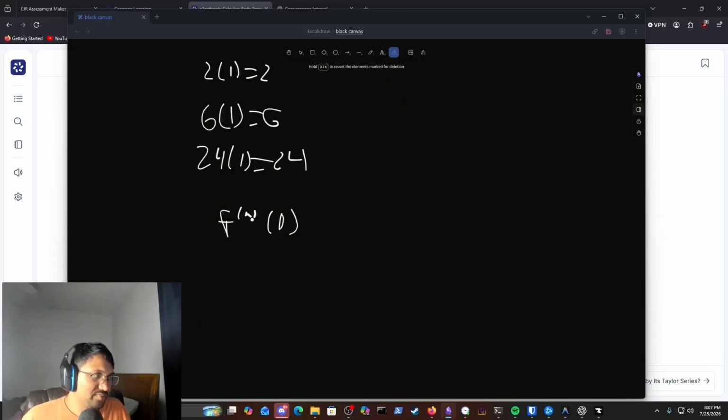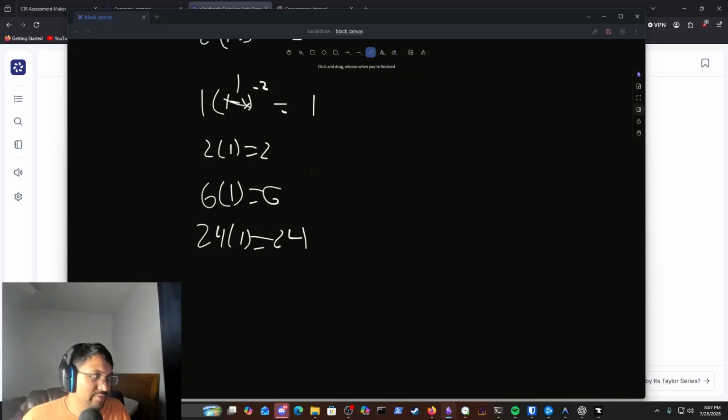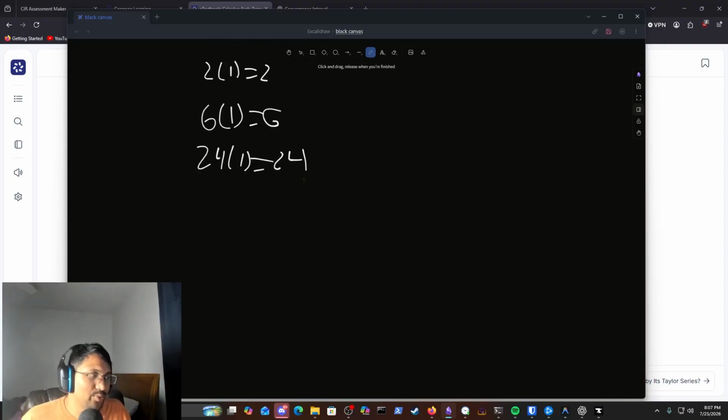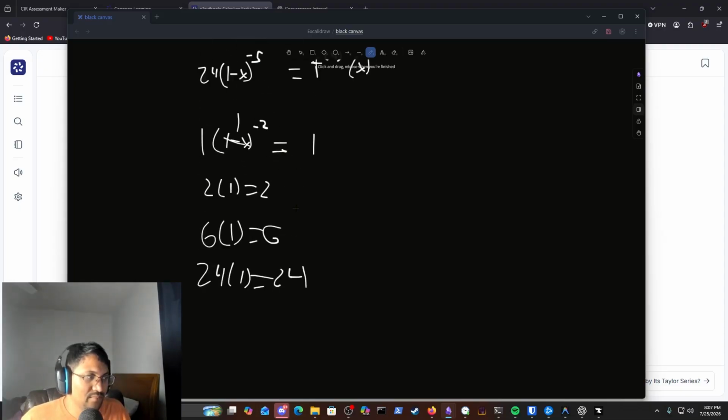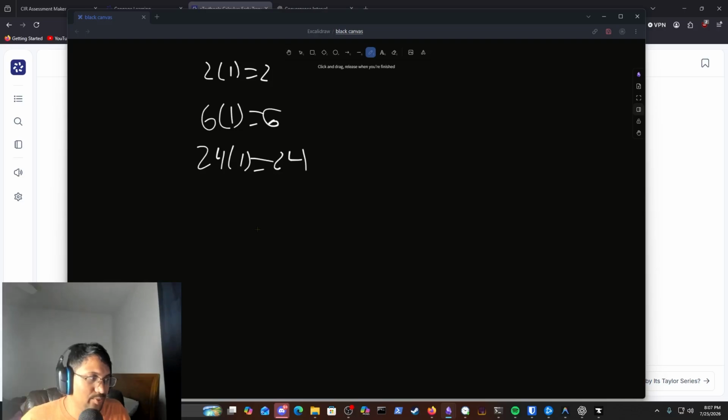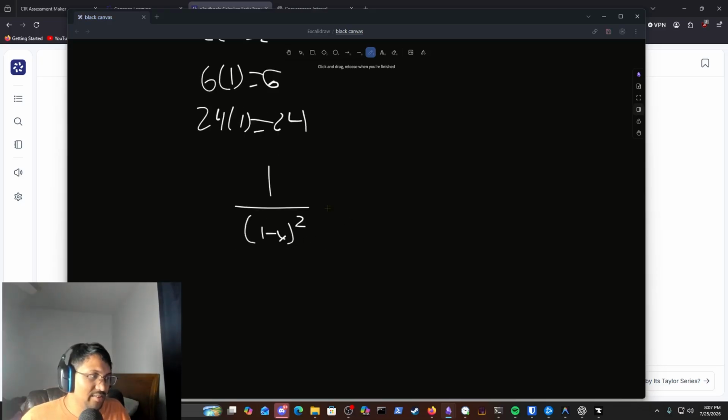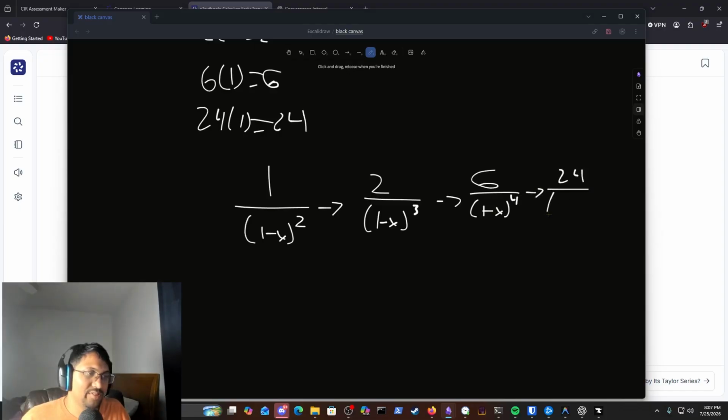So I think it'll be a little bit easier or more obvious if we represent it a little bit differently. I'll show both ways. So let's analyze the first one. All right, it was this. And then it goes to this. And then it goes to 6 times 1 minus x to the fourth, and then it goes to 24 times 1 minus x to the fifth, right?